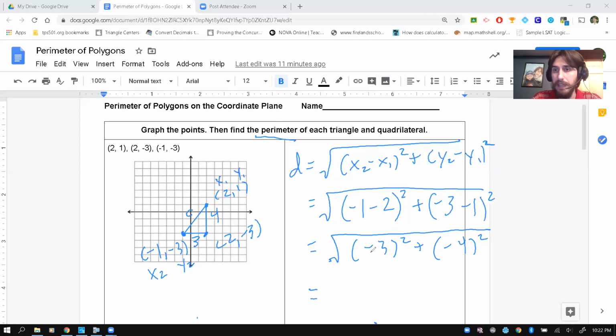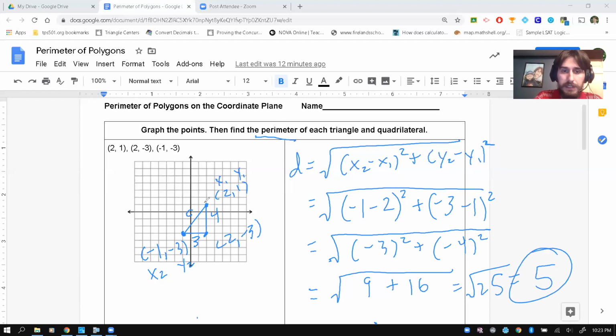-3 times -3 should be +9. And -4 times -4 should be +16. And then that gives us 9 plus 16 is 25, and the square root of 25 is 5. So this distance right here is 5.